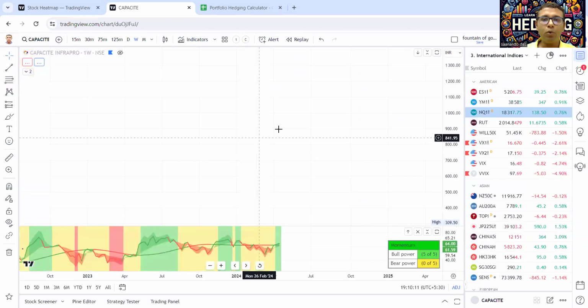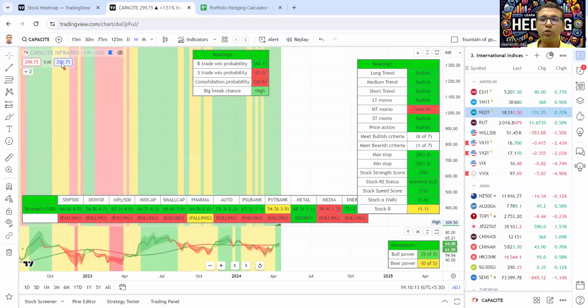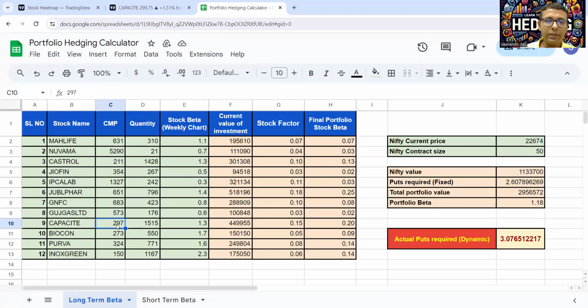Capacite Infra Pro. The price is, suppose, 300 and stock beta is 1.1. So Capacite is 300 and stock beta is 1.1. आप लोगों को clearly समझ में आ रहा है what I'm doing. Then we have Biocon, Purva.